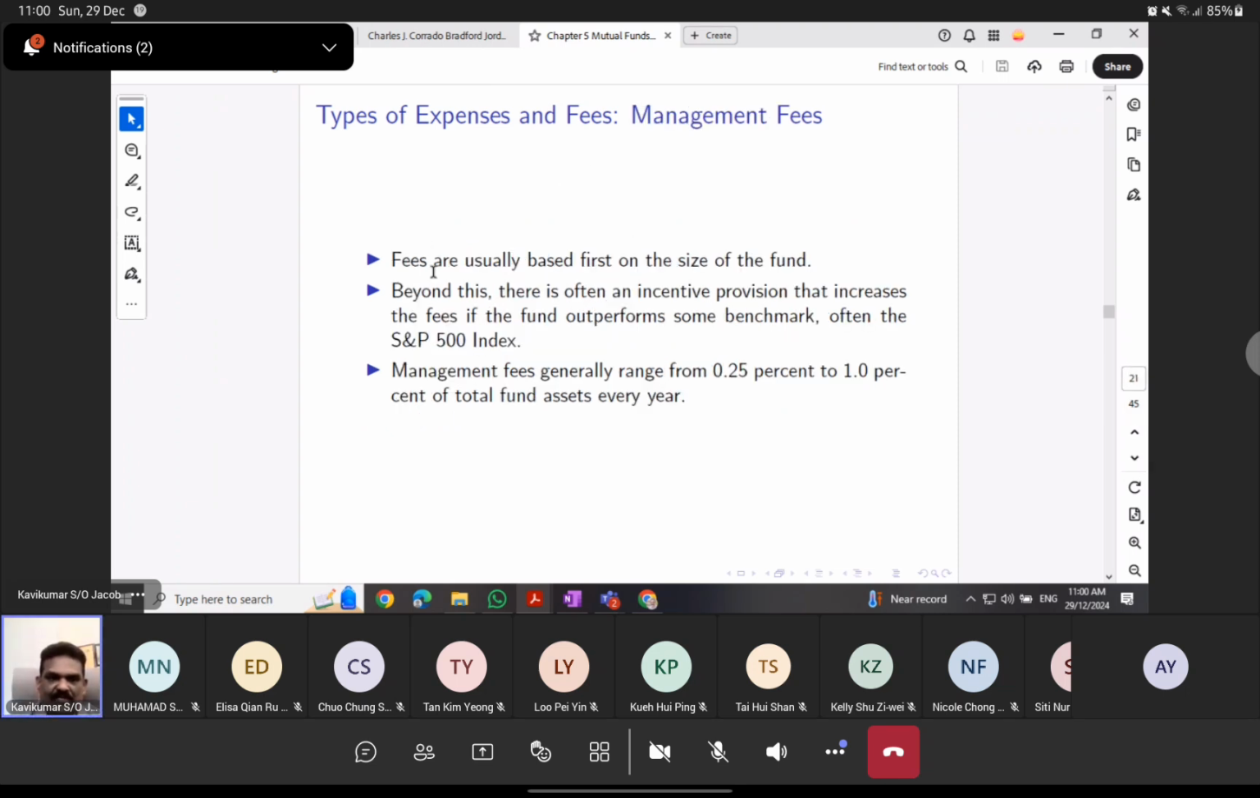Management fees are usually based first on the size of the fund. Beyond this, there is often an incentive provision that increases the fee if the fund outperforms some benchmark, often the S&P 500 index. Suppose your mutual fund performs very well relative to the S&P 500 index, then the managers will get more incentive. Management fees generally range from 0.05% to 1% of total fund assets every year.